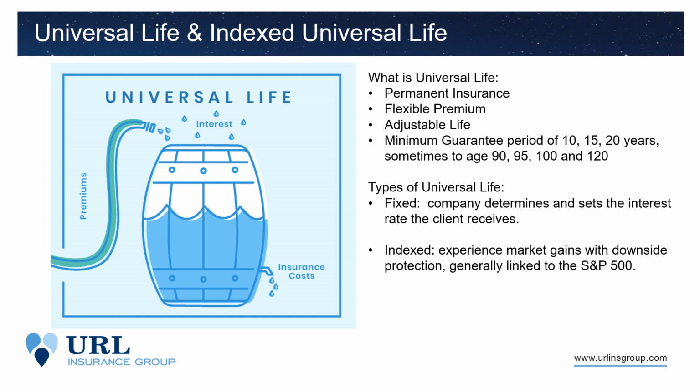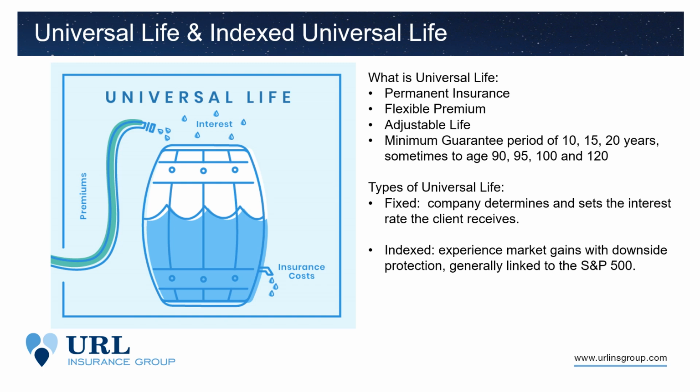Now, universal life will have a minimum guarantee period depending on the company and product. That could be 10 years, 15 years, 20 years, and sometimes that's even to age 90, 95, age 100, and age 120. You have a fixed universal life plan where the company determines and sets the interest rate the client receives, and you have indexed, where the client experiences market gains with downside protection, and generally the indexes are linked to the S&P 500.